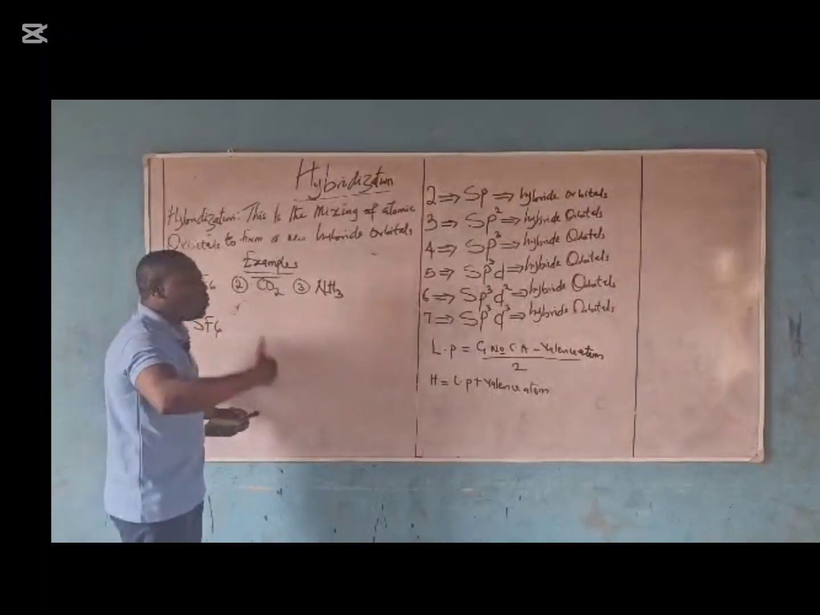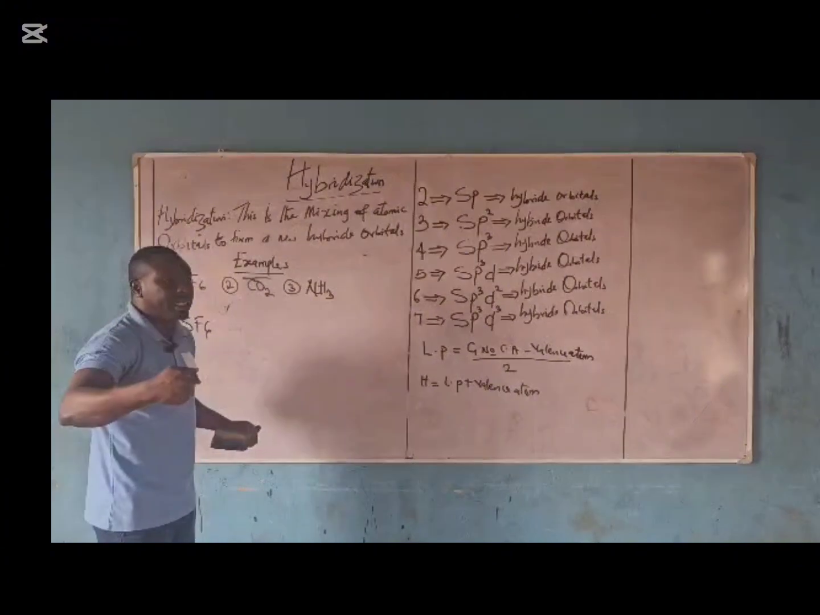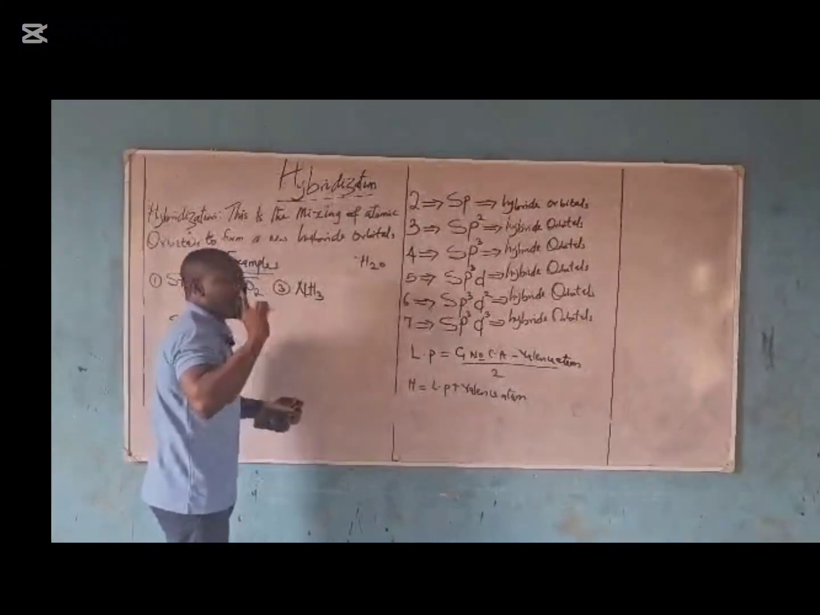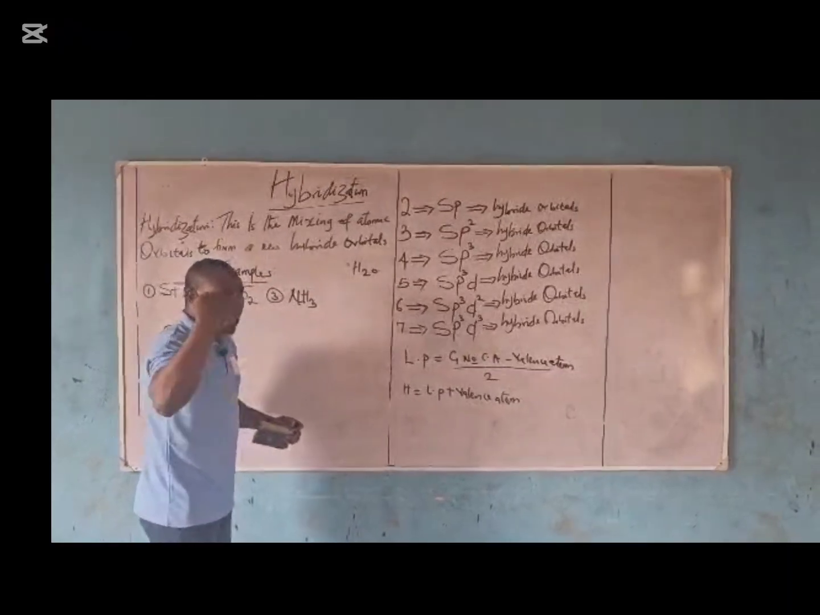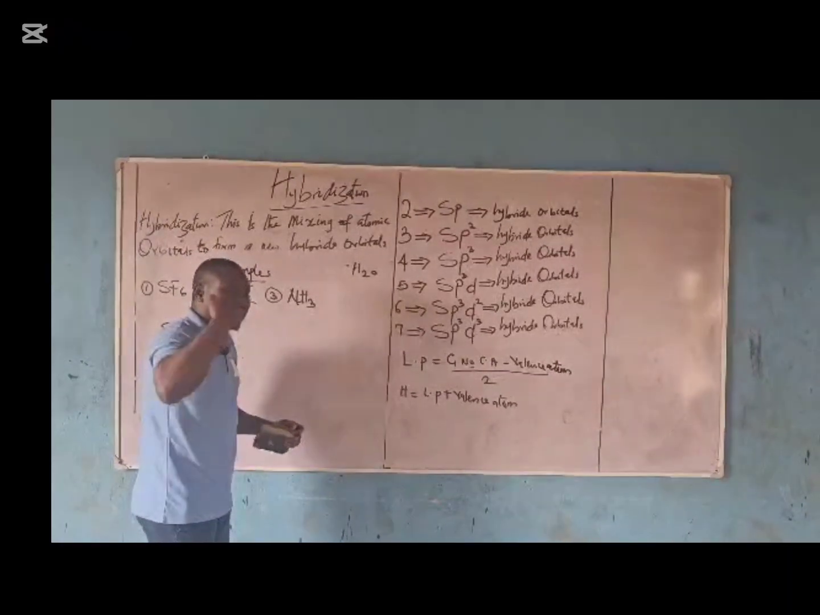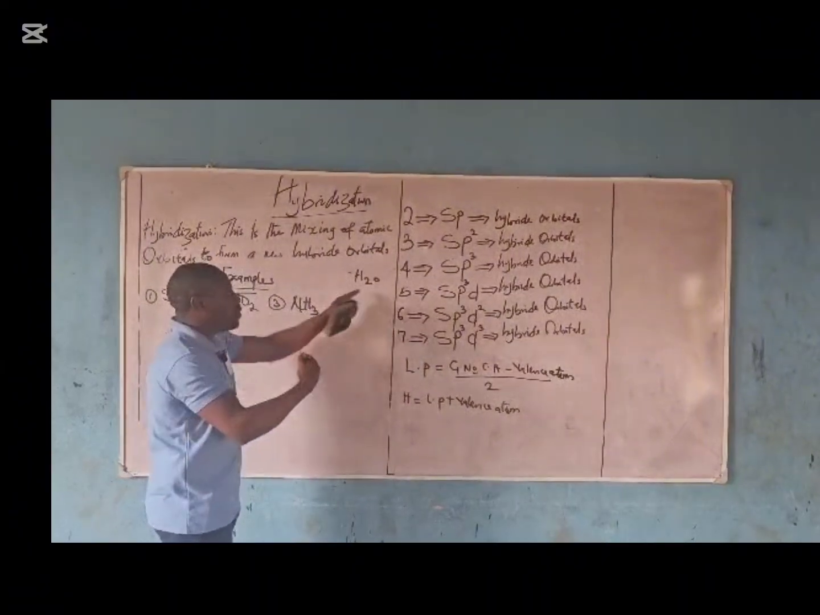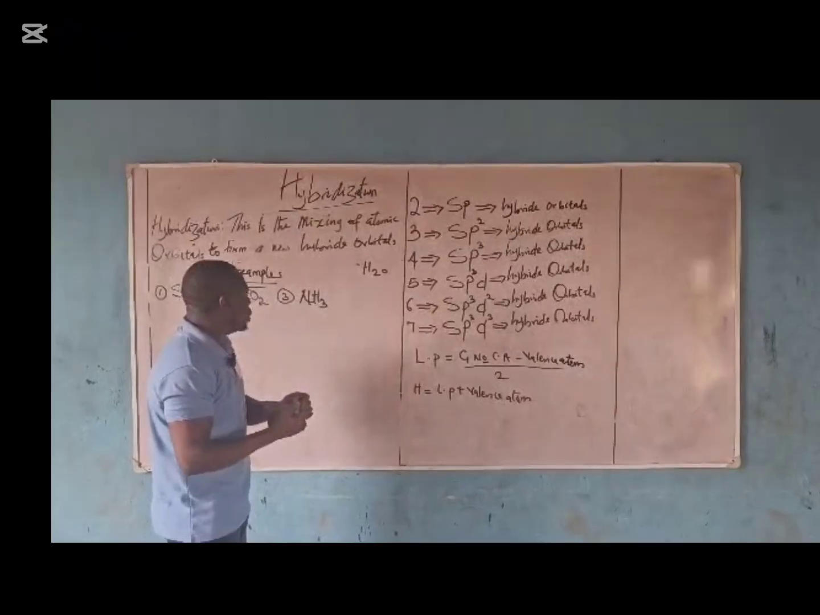A central atom always starts a compound, except hydrogen. Please, in the case of water, hydrogen is never a central atom. Please take note. I know that the element that starts a compound is called the central atom. Is that clear? But in the case of water, hydrogen can never be a central atom. Please, that must be noted.